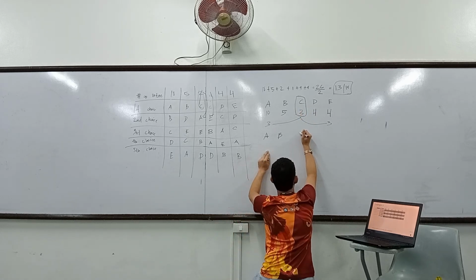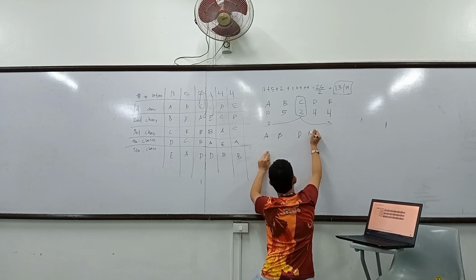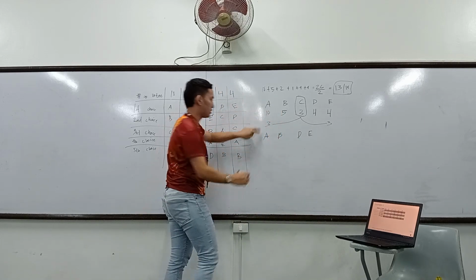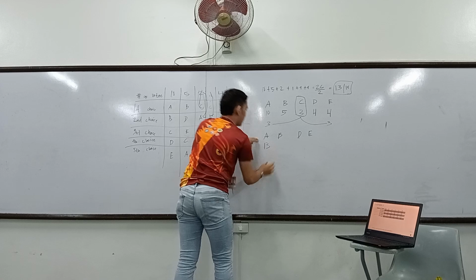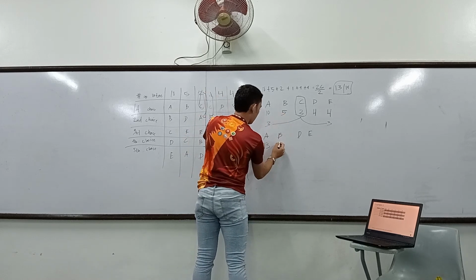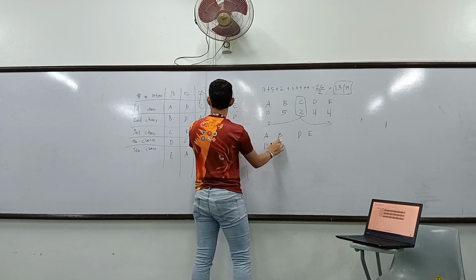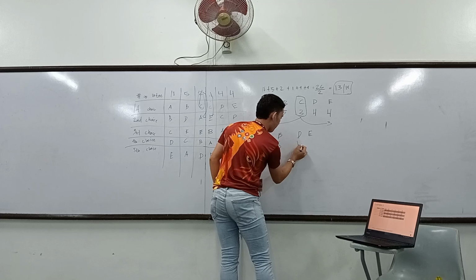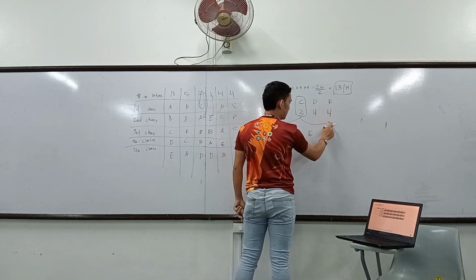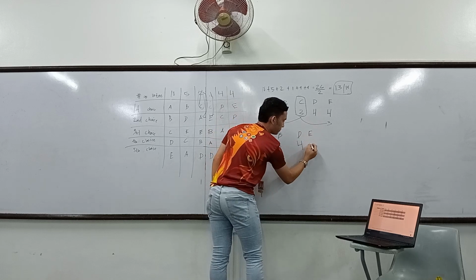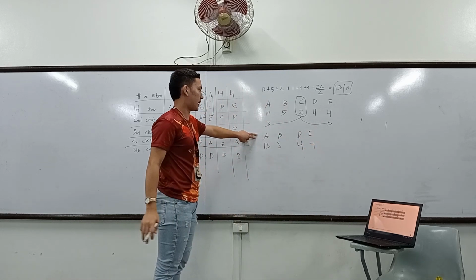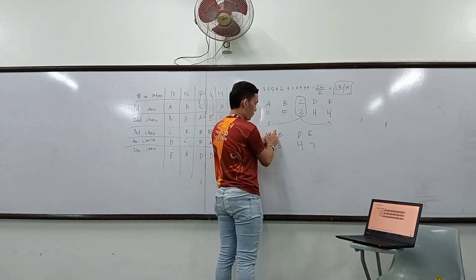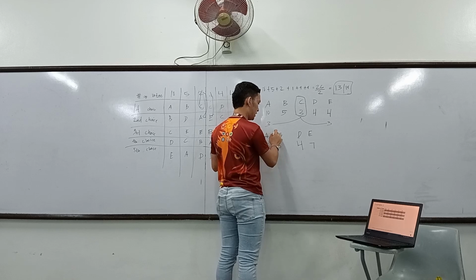So we should go to candidate letters B and D. Candidate letter A got a total of 13 votes. Candidate letter B got a total of 5 votes. Candidate letter D got a total of 4 votes. And candidate letter E got a total of 7 votes. So as you can see again, candidate letter D would be eliminated because he got the lowest votes in this round.